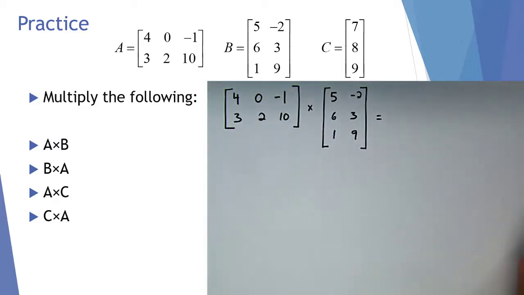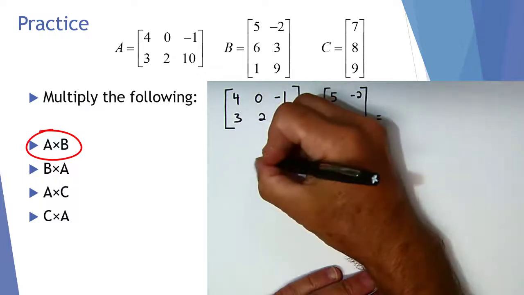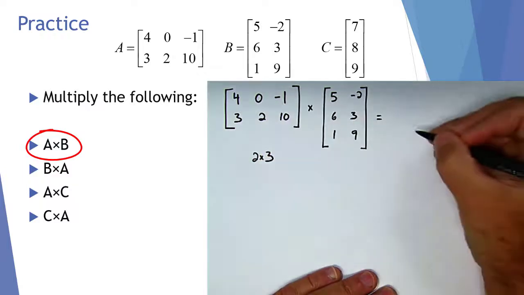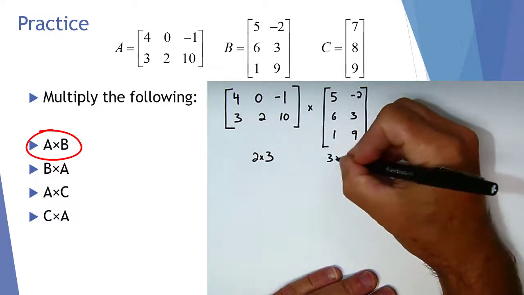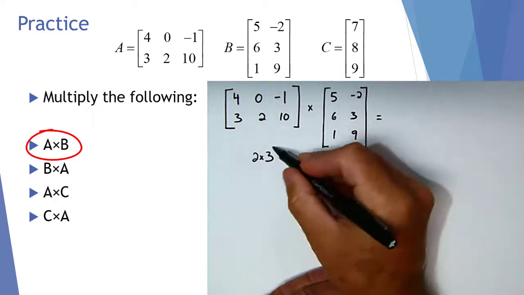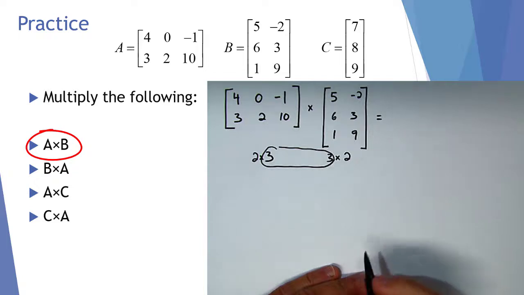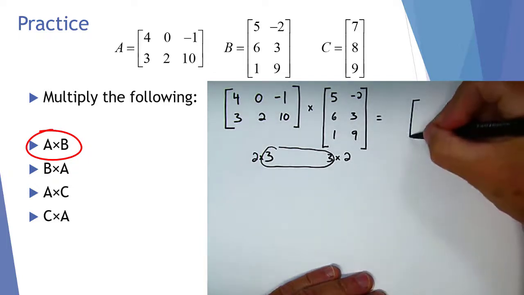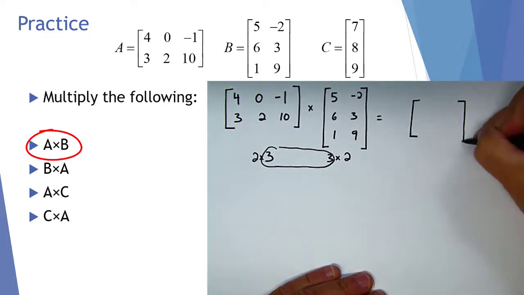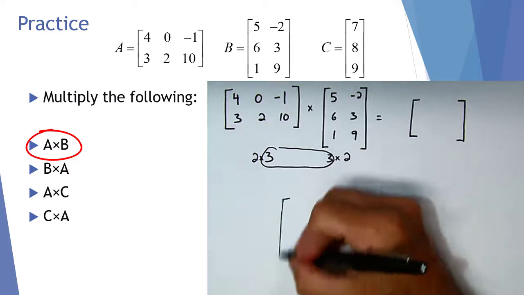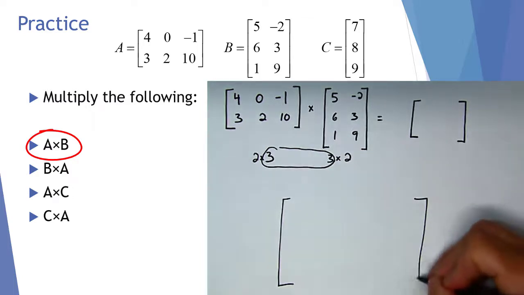Okay, let's take a look at our first one here, A times B. This is a 2 by 3 matrix, and we're going to multiply it by a 3 by 2 matrix. We can perform that multiplication. These two middle numbers match, and our result is going to be a 2 by 2 matrix. So we'll put our result there, though I'm going to once again do the work in this space below.